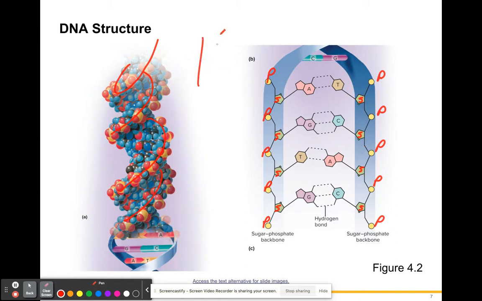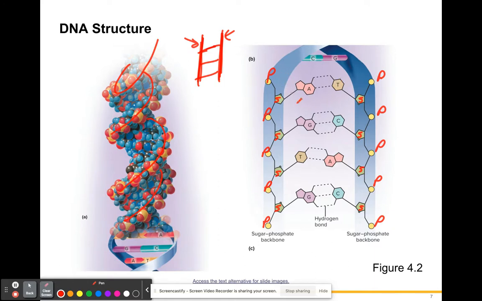So think of it as a ladder, right? Here's our ladder. The outsides, the legs of the ladder, or whatever you want to call them, those are the structural components of the ladder. If you take these away, the middle parts have nothing to hold on to, right?